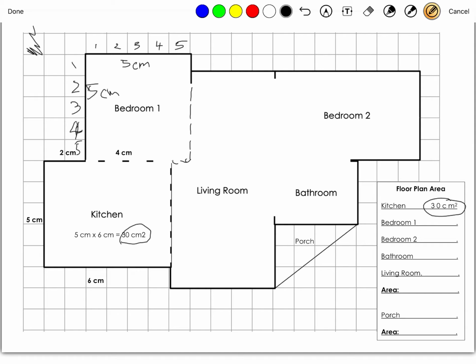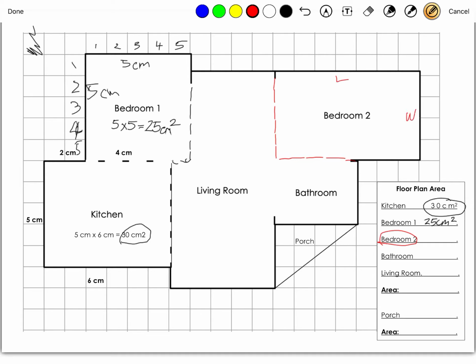Okay, so we need to do the same thing as we did before. We need to multiply the two of them together. So we've got 5 centimetres times 5 centimetres, which equals 25 centimetres squared. We can write that answer in over here. All right, now we're going to move into bedroom 2, which I'm going to do in red. Same skill as we used before. Just use a ruler if you've got one handy, to draw the rest of the lines of the bedroom.